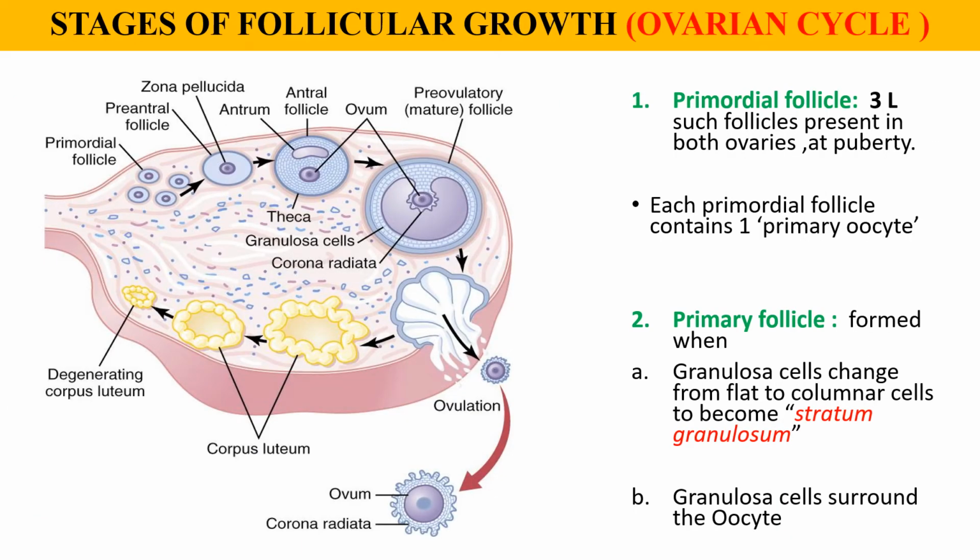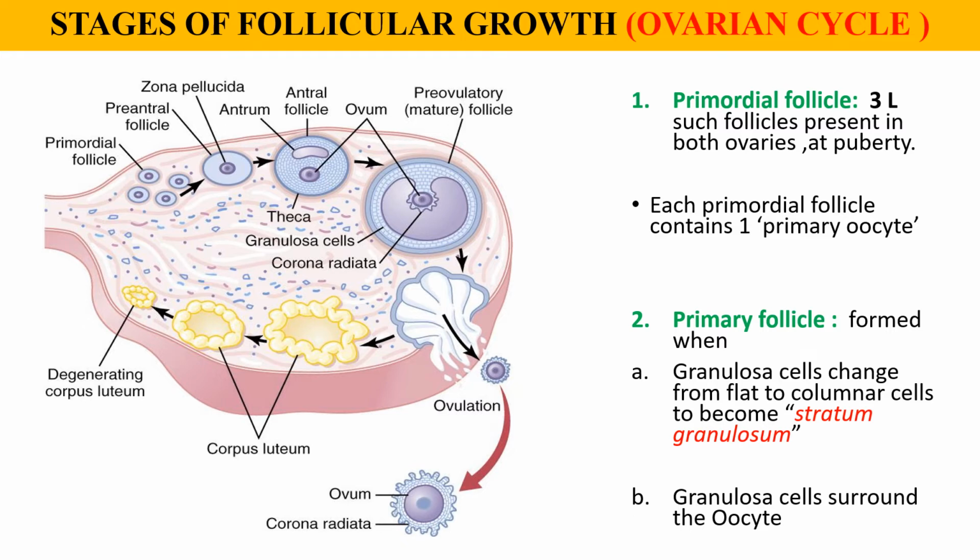Now understand how the growth of the follicles takes place inside an ovary. These changes are termed the ovarian cycle. You know that the initial form of the follicle is the primordial follicle, which are in total about 3 lakhs in both the ovaries at puberty. Each primordial follicle contains one primary oocyte.